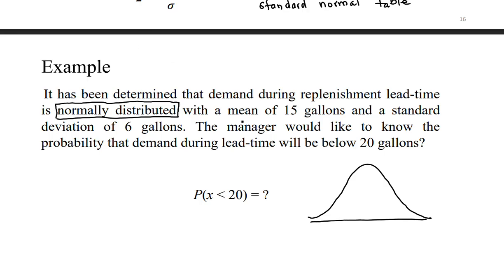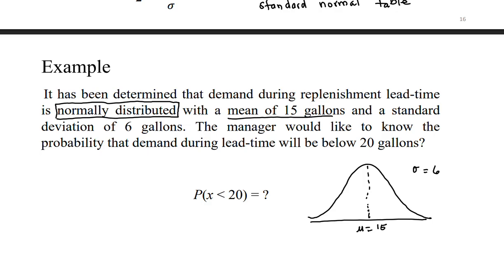It's normally distributed with a mean of 15 gallons. Like we said, the mean is always at the center, and so we're looking at a center of 15 gallons and a standard deviation of 6 gallons. So our standard deviation is equal to 6.